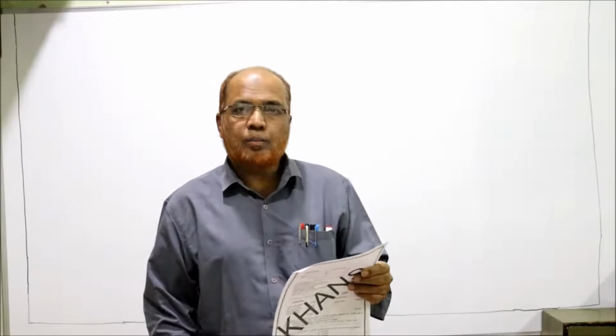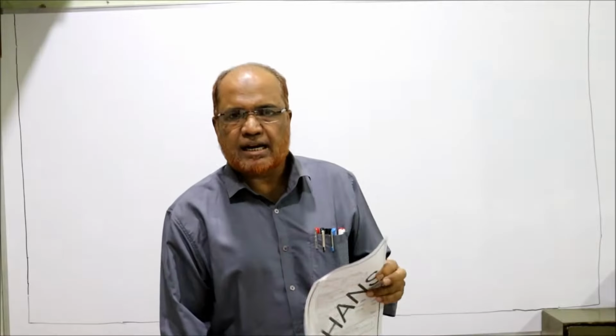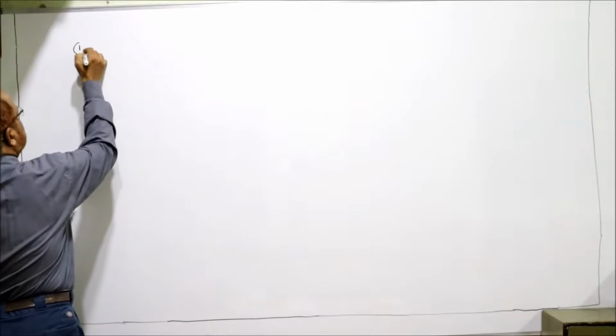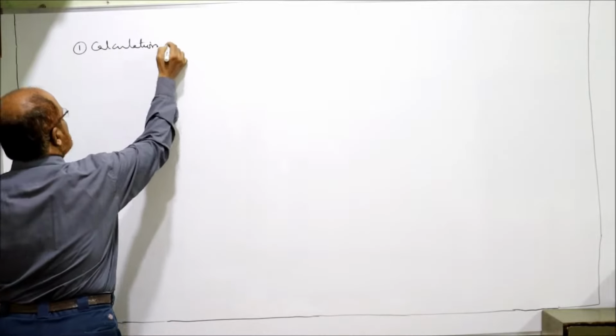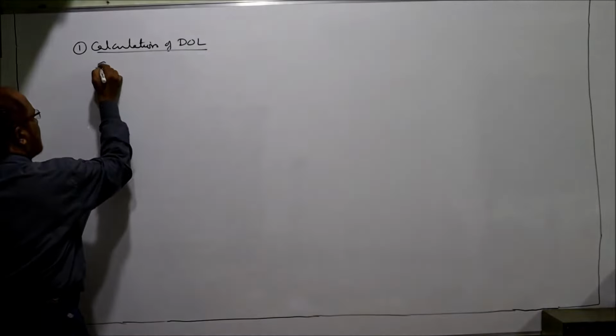Sales are given as 1000 units, rupees 50,000. Variable cost 25,000, fixed cost 15,000. From this data, we are required to calculate DOL. So this is the first problem. Calculation of DOL, degree of operating leverage.